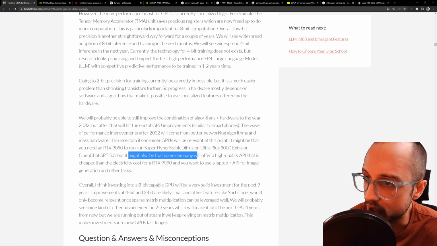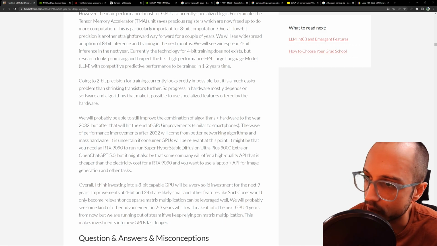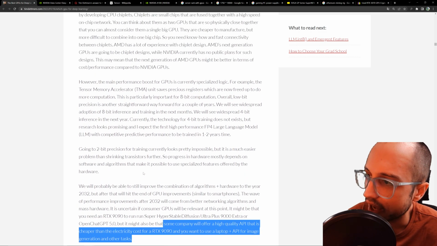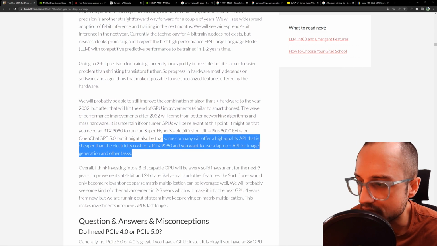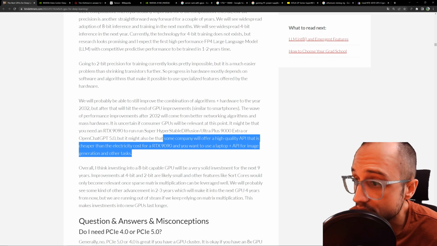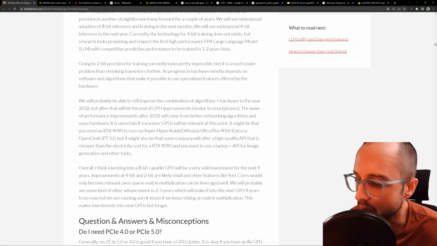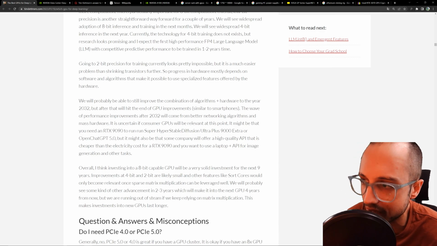I think this is the future. Some company will offer a high quality API that is cheaper than the electricity cost for an RTX 9090. So I think the time of buying a GPU and putting it in your computer and using it is coming to an end. And even for gaming, right? People are like, okay, well, I'm not going to be training models on my computer, but I want a GPU so that I can game. And I think that maybe that will also disappear.